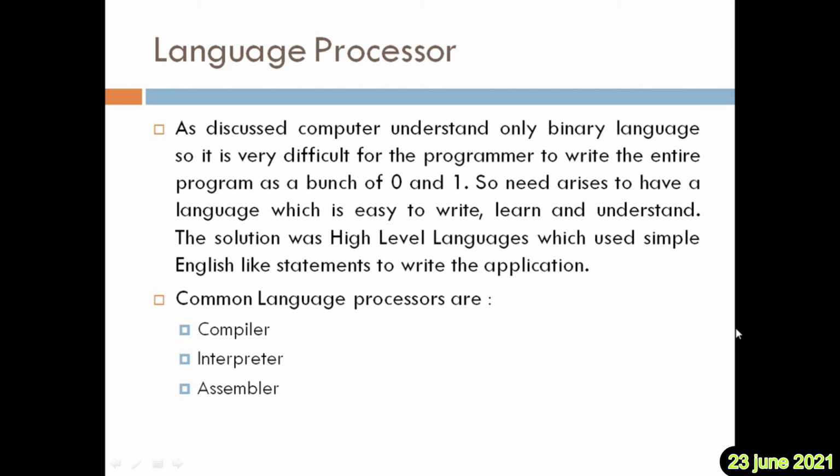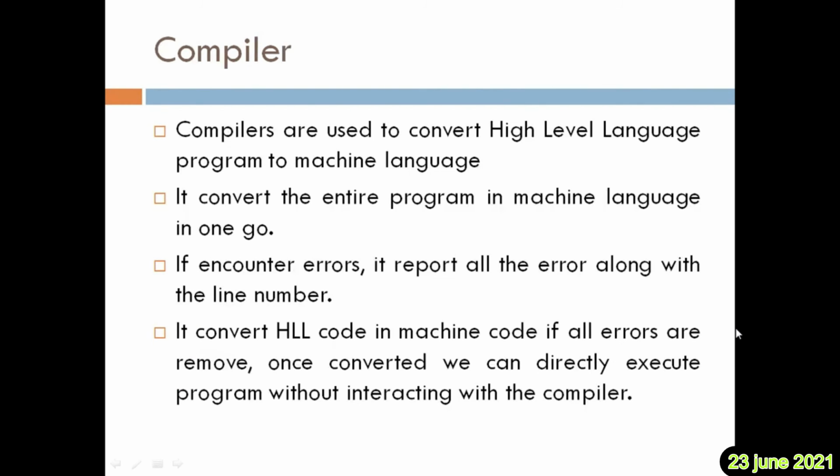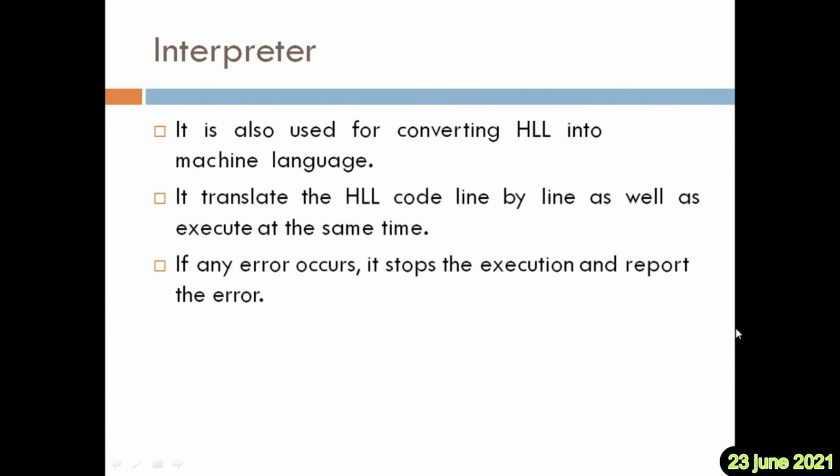Examples of language processors are compilers, interpreters and assemblers. What is a compiler now? Compilers are used to convert a high level language program to machine language. It converts the entire program into machine language in one go. If it encounters errors, it reports all the errors along with the line numbers. It converts HLL, meaning high level language code, into machine code if all the errors are removed. Once converted, we can directly execute the program without interacting with the compiler.